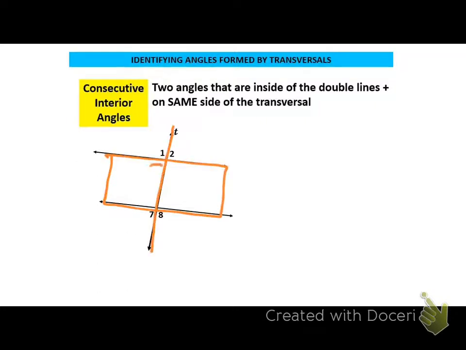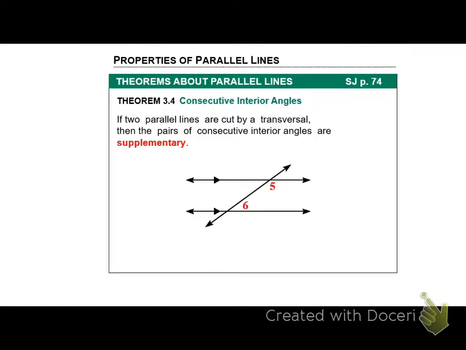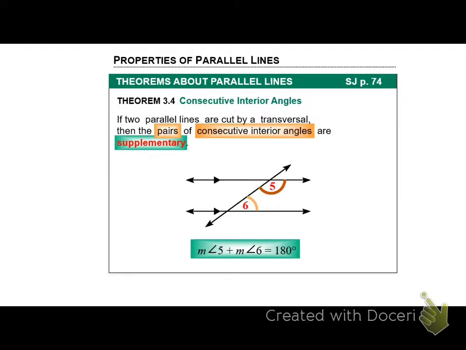So this is angle 3, which is on the left. What other angle is on the inside, but on the left side of the transversal? 5. 3 and 5. And 4 and 6. So these two, their measures are not congruent. What they are going to be is supplementary. If 2 parallel lines are cut by a transversal, then consecutive interior angles are supplementary, which means they add up to 180.